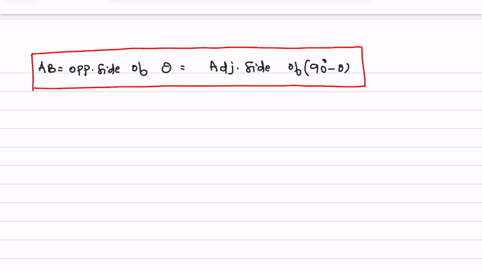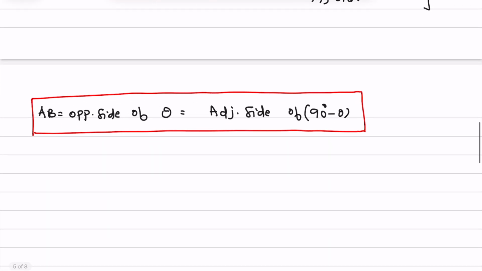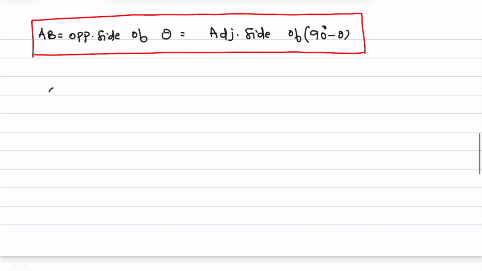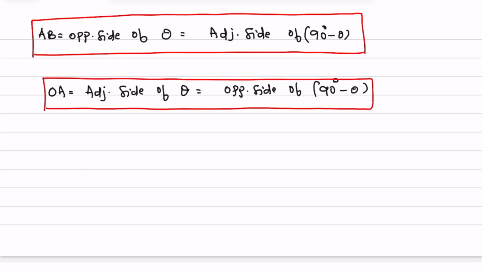Interchange. Similarly, OA, the adjacent side of theta, is equal to the opposite side of 90 minus theta. Please remember this also, from the above discussion.